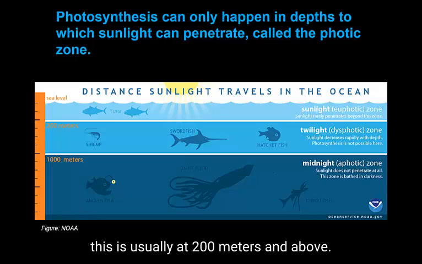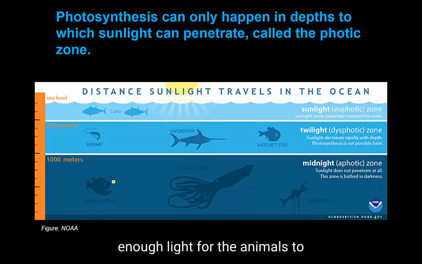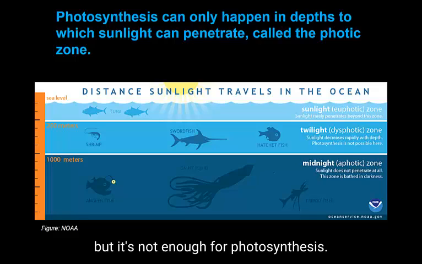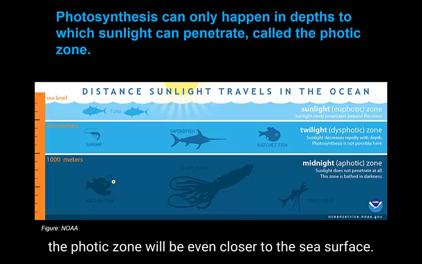In clear ocean water, this is usually at 200 meters and above. Below 200 meters, there is a zone where there might be enough light for the animals to just barely see each other, but it's not enough for photosynthesis. And once you get past 1,000 meters, no sunlight is present at all. If the ocean water is muddy, then the bottom boundary of the photic zone will be even closer to the sea's surface.